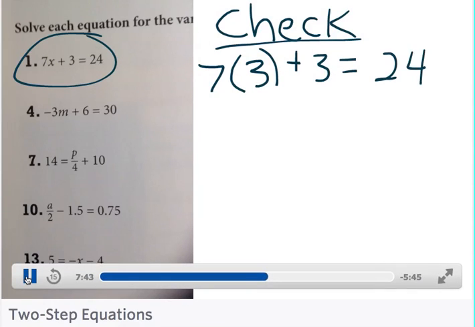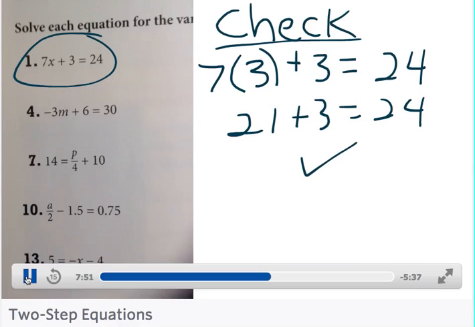And so what we do is multiply 7 times 3, add 3 to it, and check to make sure that that equals 24. And it does. So we're going to check each one of these.